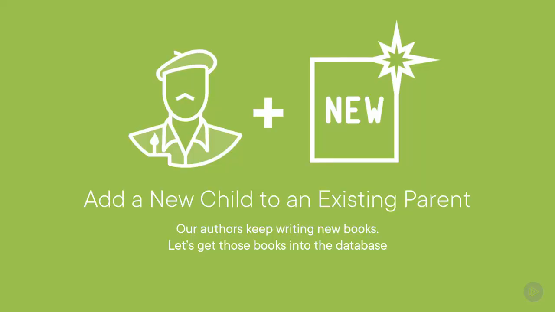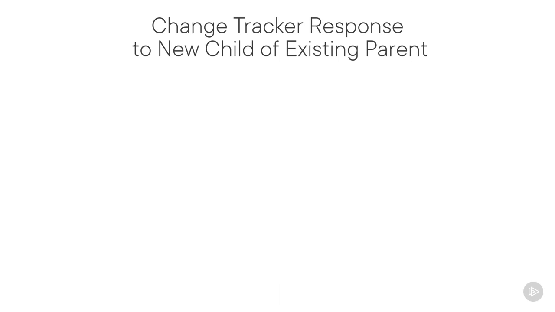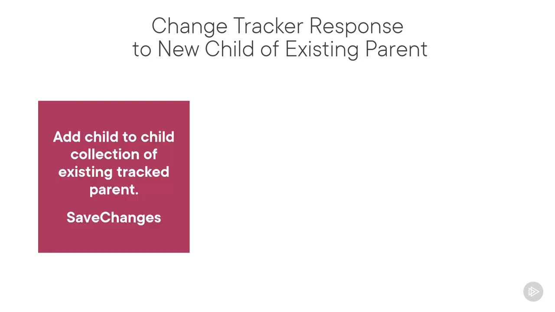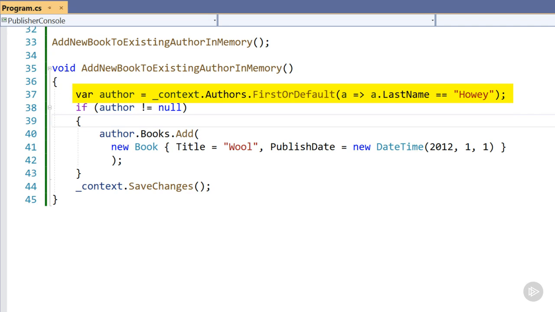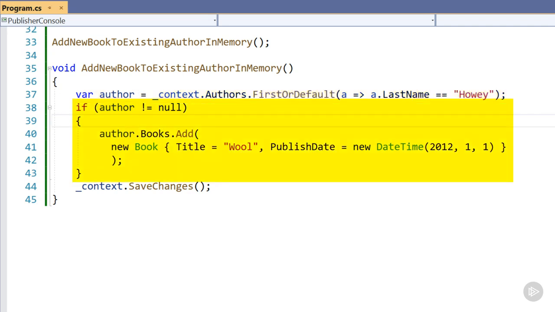But what if you want to add a related object to a pre-existing object? In other words, a new book for an author that's already had other books published. Well, there are a few ways to do that, and I prepared you for this when we were modeling the author-books relationship earlier in this course. We'll start by adding the child to the child collection of an existing parent that's being tracked. Here's a method where I'm retrieving an author from the database, and then I'm adding a new book to the author's books property. What's important here is that the context is still tracking the author, so it knows that I added the new book.